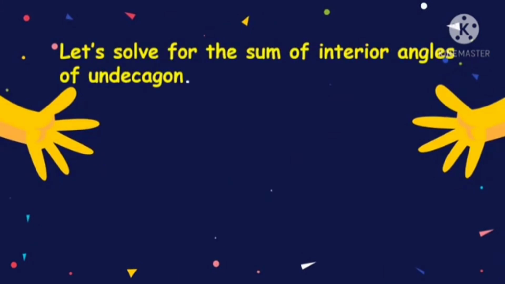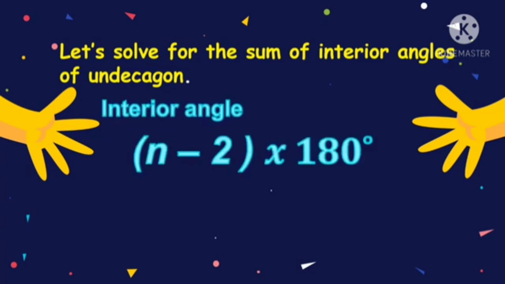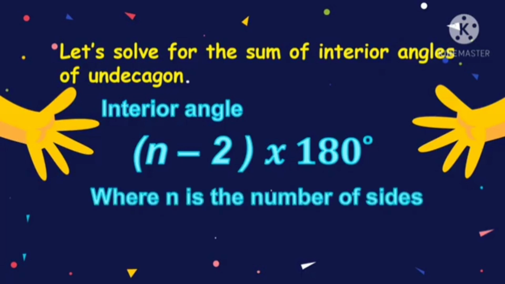So, let's now proceed on solving the sum of interior angles of an undecagon. So, when we say undecagon, it has 11 sides. So, to get the sum of interior angles of an undecagon, we're going to apply this formula, open and close parentheses, n minus 2 multiply natin sa 180 degrees, where n is the number of sides. So, ilan ba yung sides ng undecagon? Okay, 11.